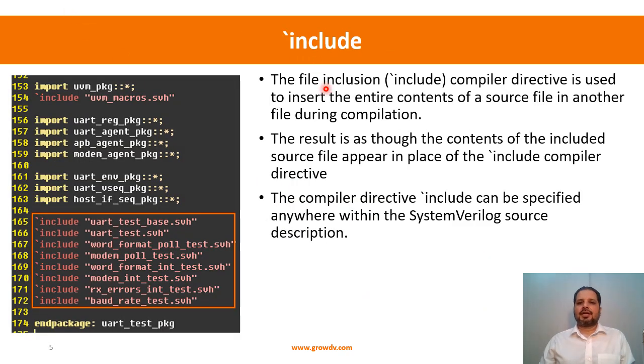We'll start off with the `include. The file inclusion, or `include, compiler directive is used to insert the entire content of a source file into another file during the compilation. It's as good as if you have common reusable code, or you have spread out some code in multiple files to make it easy to manage, and you want that functionality to become available in another file as a physical separation. So you use the `include compiler directive, and what `include does is the equivalent job of copy-pasting that entire content into this file.